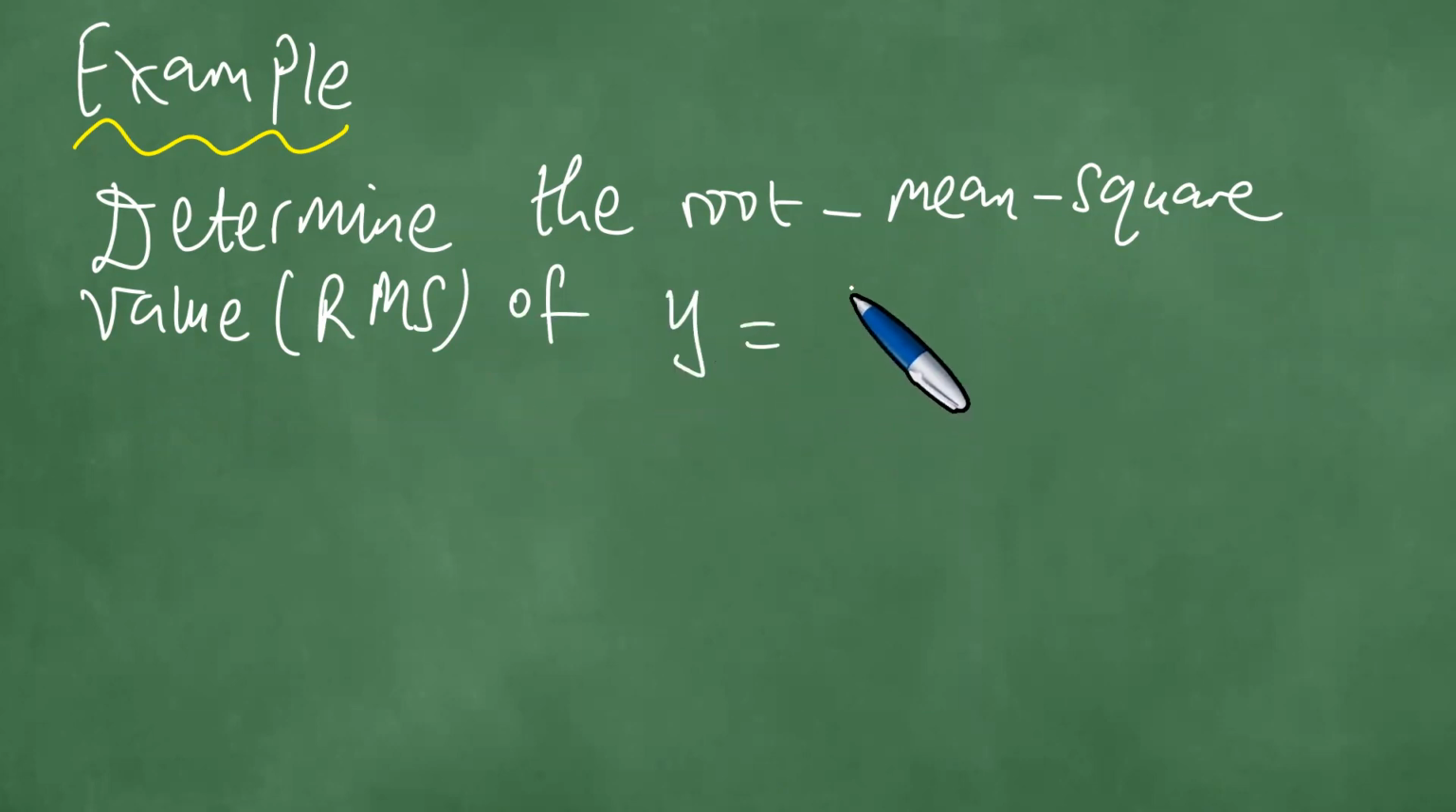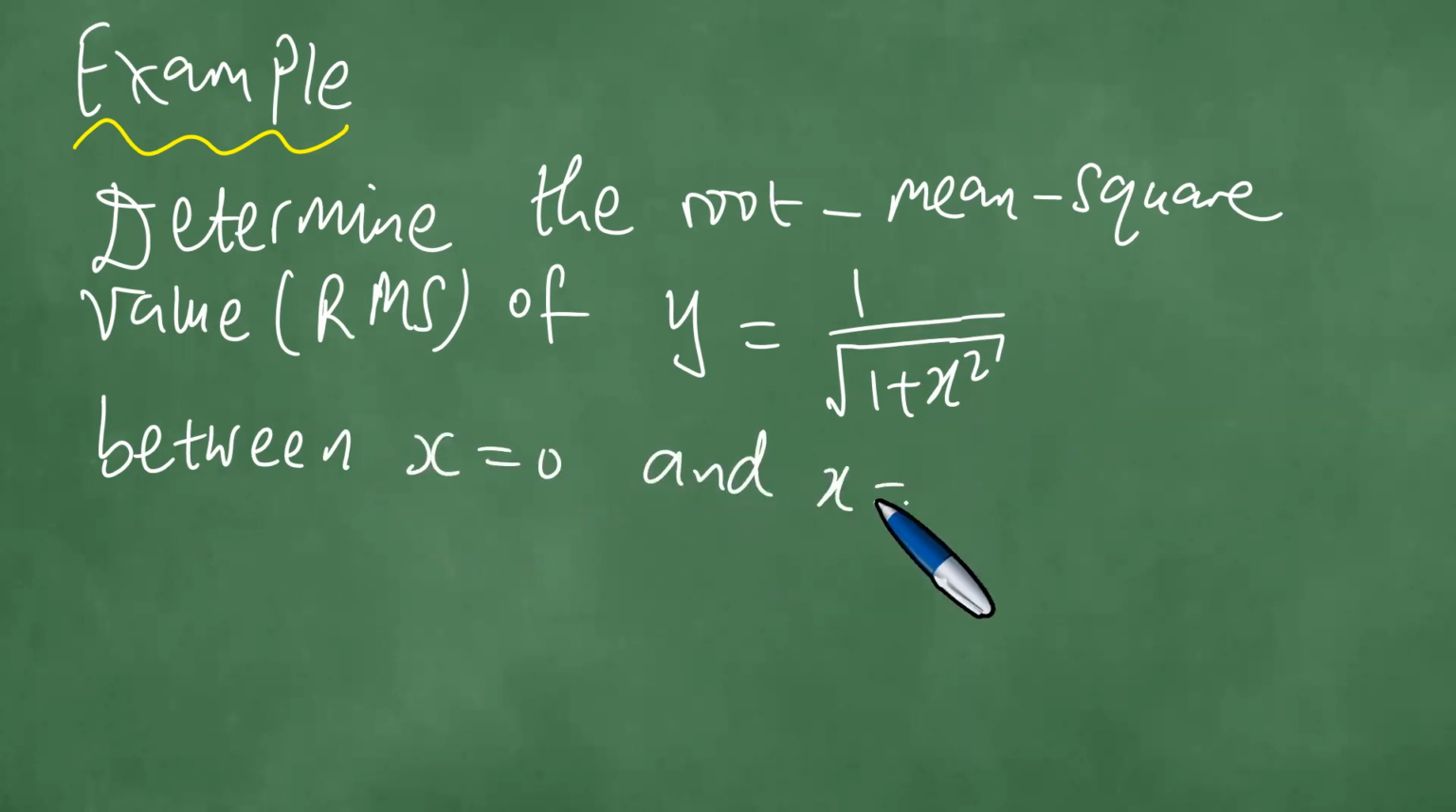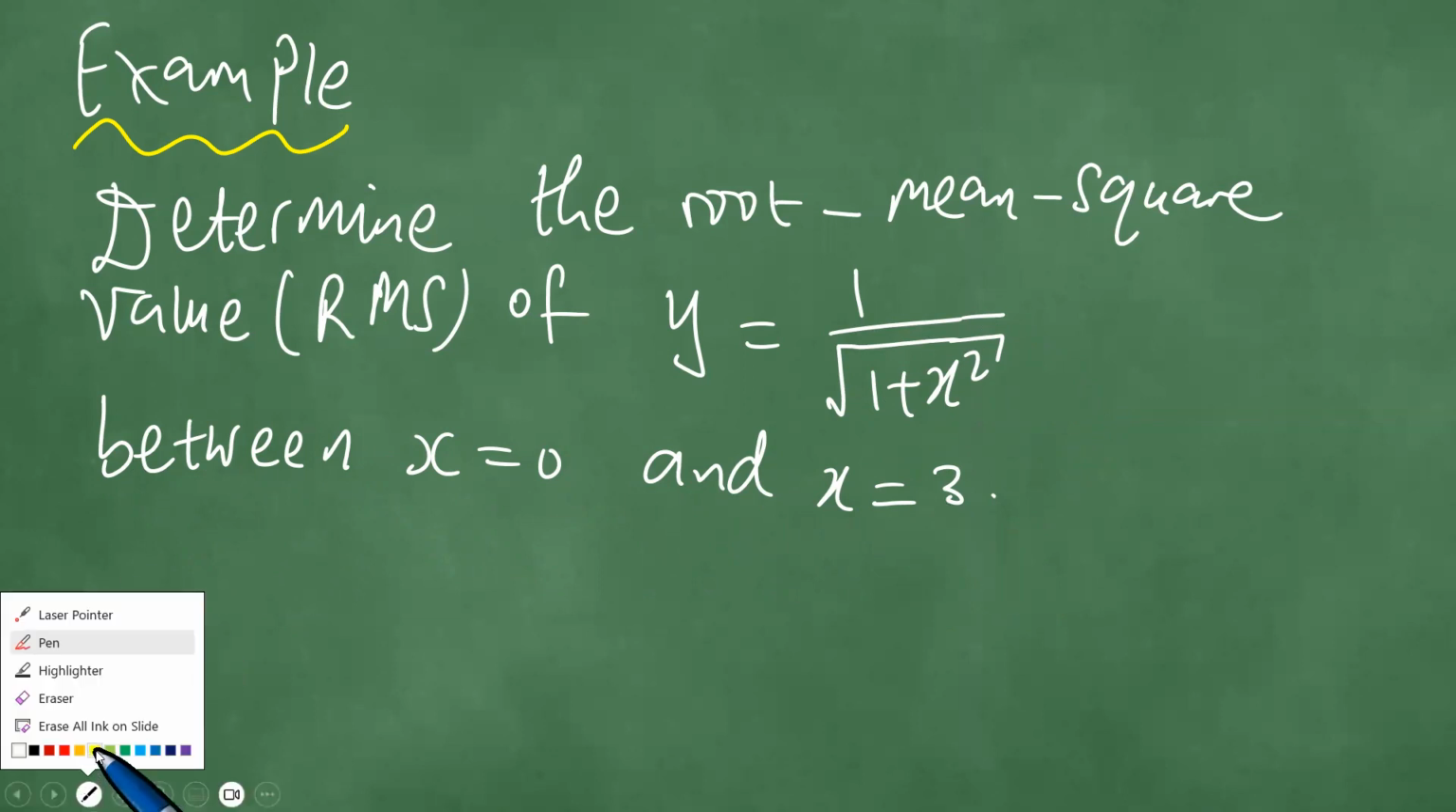Y equals 1 over the square root of 1 plus x squared, like so, between x equals 0 and x equals 3. We proceed to look at the solution to this problem.